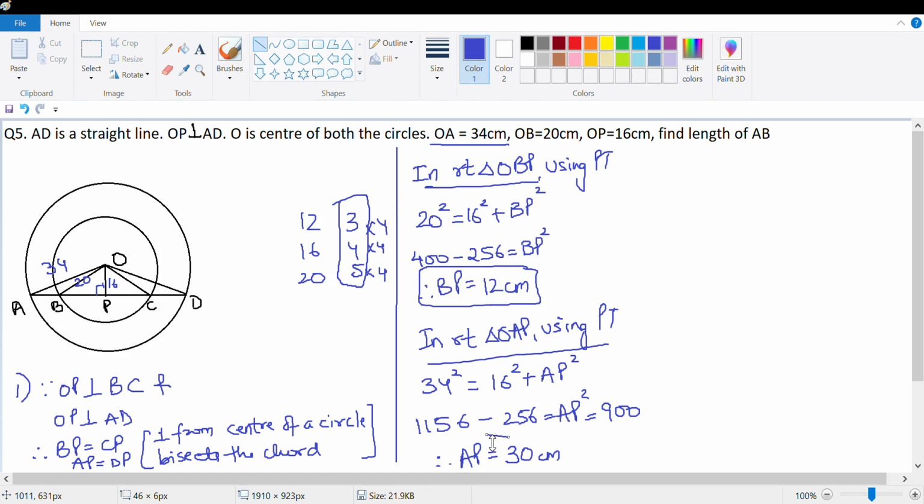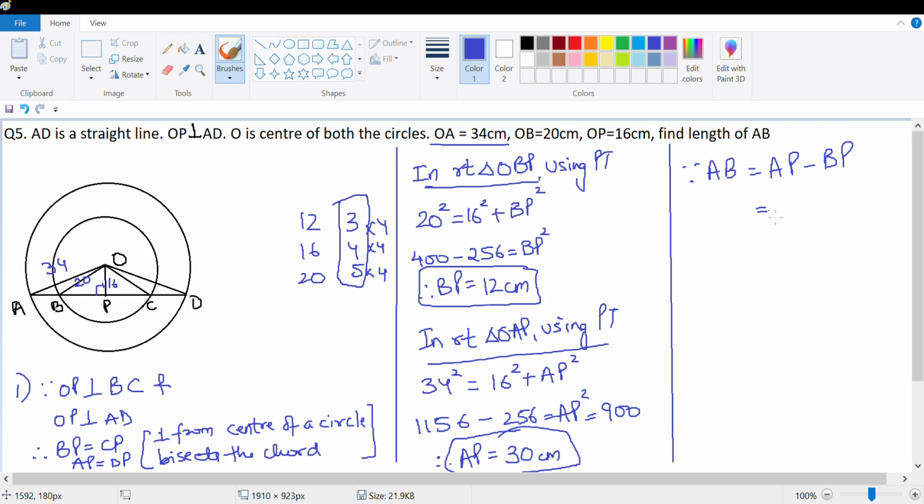So I've got the value of AP and I've got the value of BP. I should be able to calculate AB. So AB is equal to AP minus BP, which means 30 minus 12. Therefore AB is equal to 18 centimeter. Done. Again, repetition of the same concept again and again. That's what we are doing right now. Let's look at the next question.